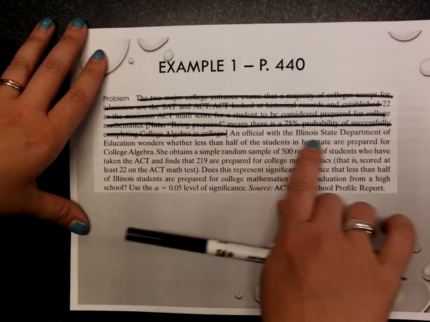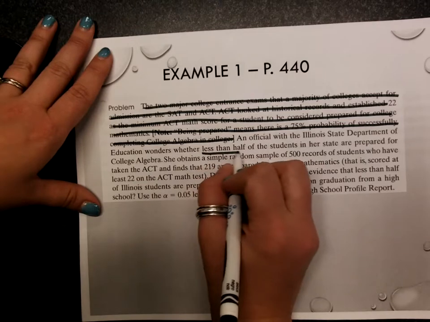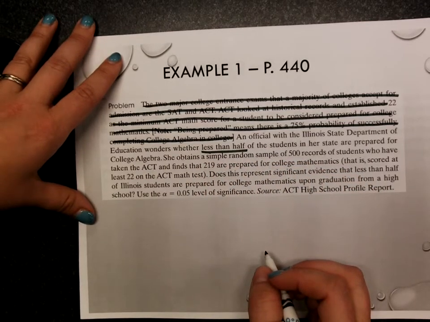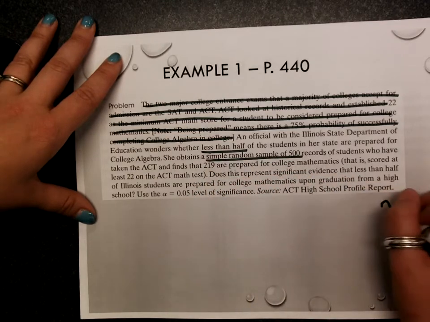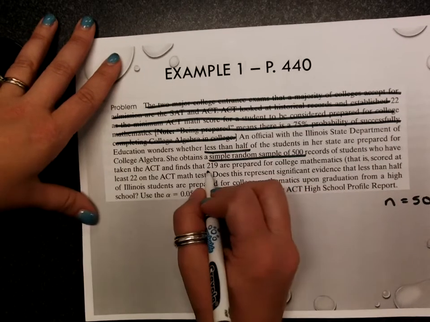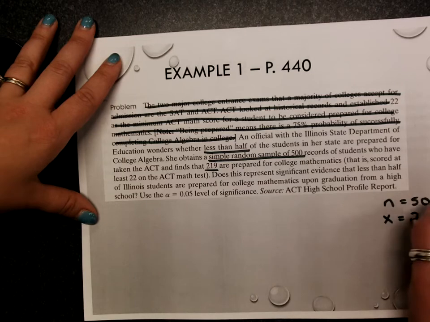An official with the Illinois State Department of Education wonders whether less than half of the students in her state are prepared for college algebra. She obtains a simple random sample of 500 records, so that's our sample size. She finds that 219 of them are prepared for college, so that's our X value, 219.